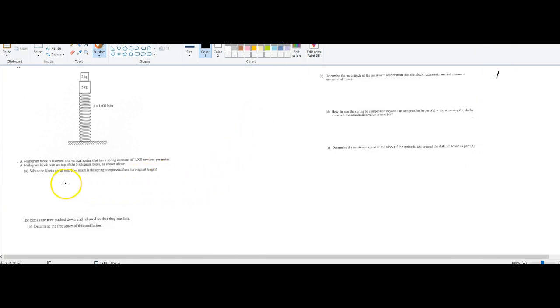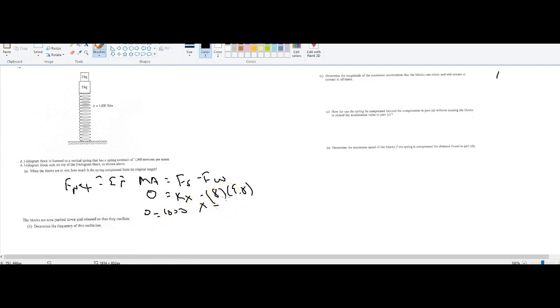If there's no acceleration, it means the net force is equal to 0. So net force equals the sum of all forces. MA is therefore equal to, I have force of spring pushing up and force of weight pulling down. Acceleration is 0, so that side goes to 0. Force of the spring is Kx minus force of weight, which is going to be 8 times 9.8. K is 1,000.